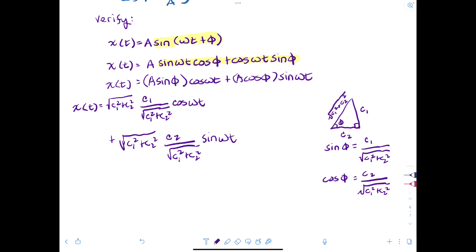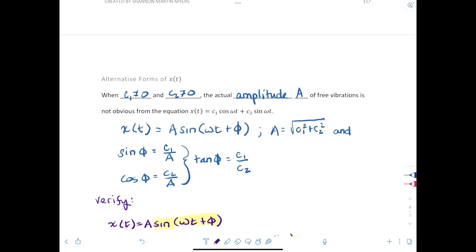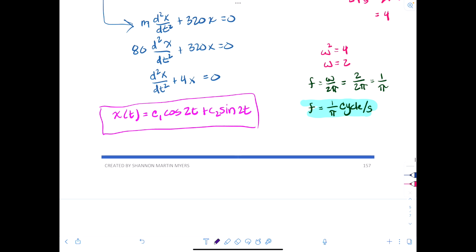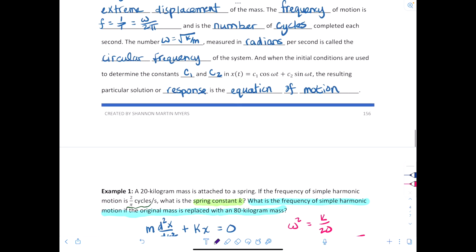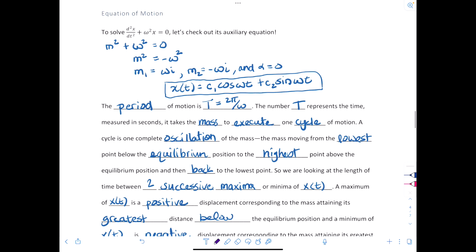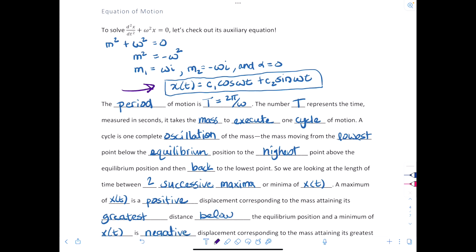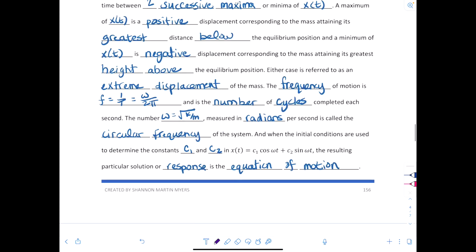Sorry about the dogs, but look what happens. These divide out to be 1, these divide out to be 1, and we get x at t equals C1 cosine omega t plus C2 sine omega t. And so it's verified because that's what we started with, remember, in general over here. Groovy? Okay.